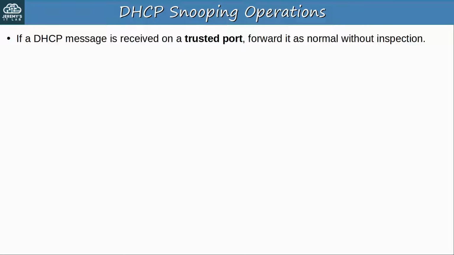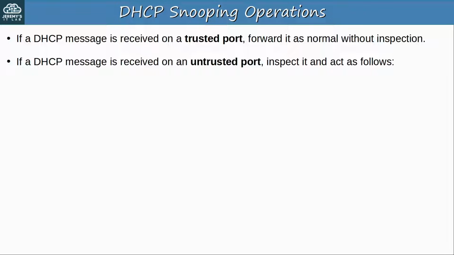Next, I'll give you an outline of DHCP snooping operations. By that, I mean how it works to filter DHCP messages. First of all, if a DHCP message is received on a trusted port, forward it as normal without inspection. Messages received on trusted ports won't be dropped. But if a DHCP message is received on an untrusted port, inspect it and act as follows.